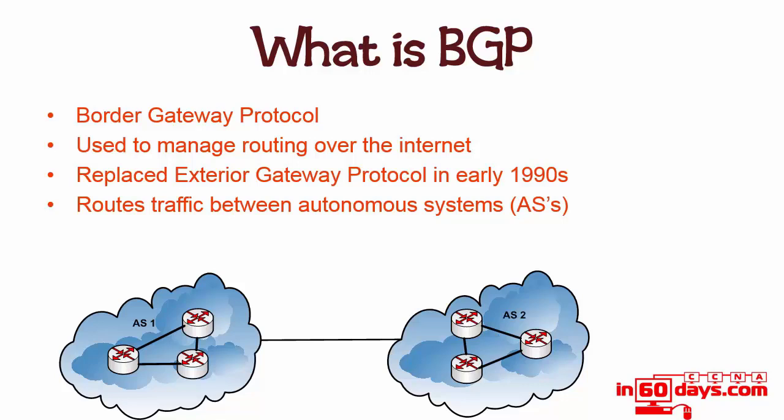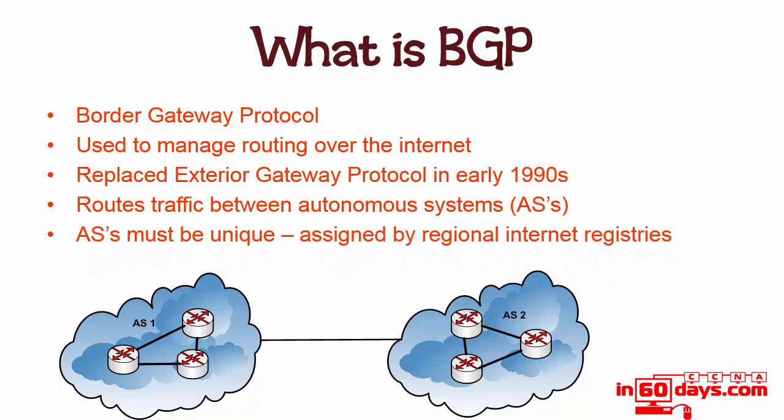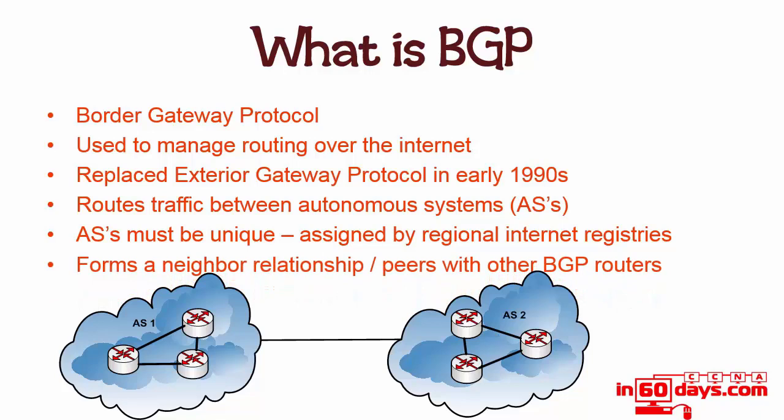The idea of BGP is it routes traffic between autonomous systems, and as you already know from earlier lectures, autonomous systems are networks that are under a certain administrative control, and they have all their own policies and protocols that operate inside. Now, as far as BGP is concerned, the AS numbers must be unique, and you actually have to apply for these from whatever your government authority is. BGP forms a neighbour relationship and it's called peering with other BGP speaking routers.